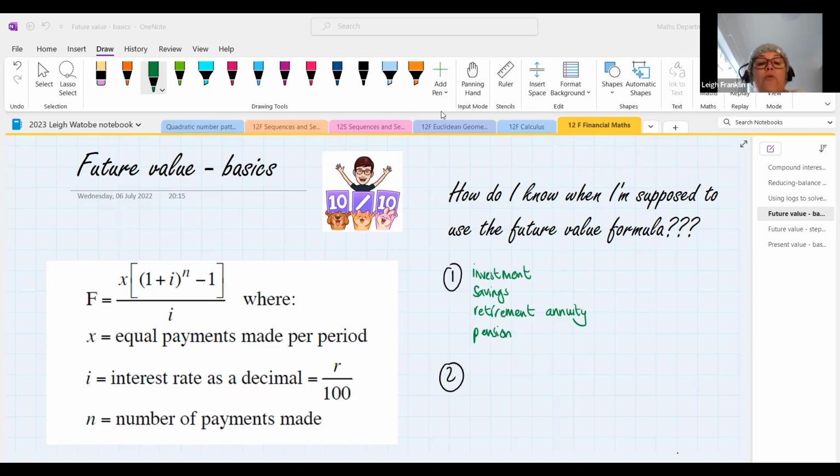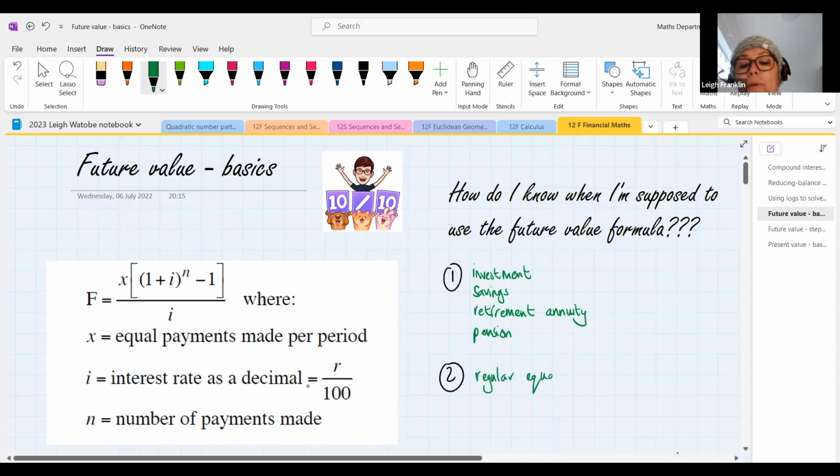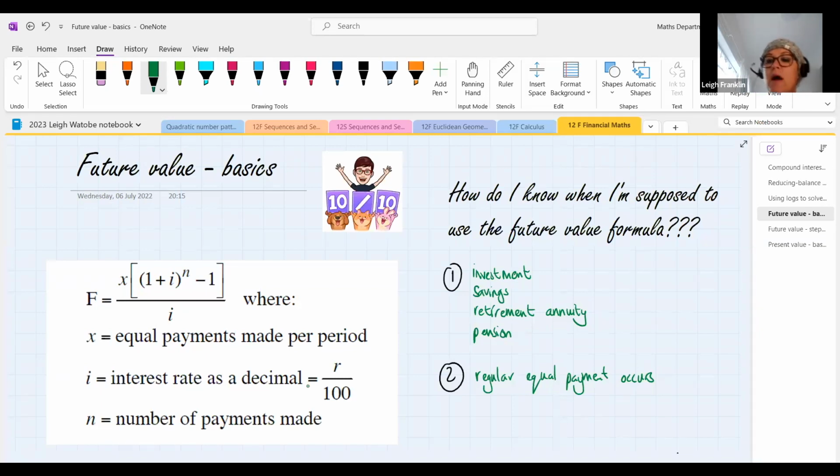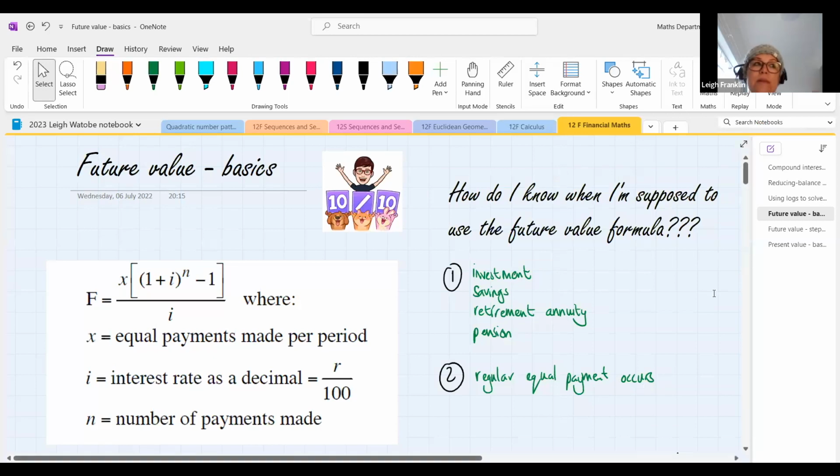Lesego, very, very important. There has to be a regular, equal payment taking place. So it's different to a question like the ones that we've done before, where somebody invests money and then maybe makes another payment 3 years later, and then the interest rate changes, and then money gets withdrawn 2 years later after that. That is compound interest.